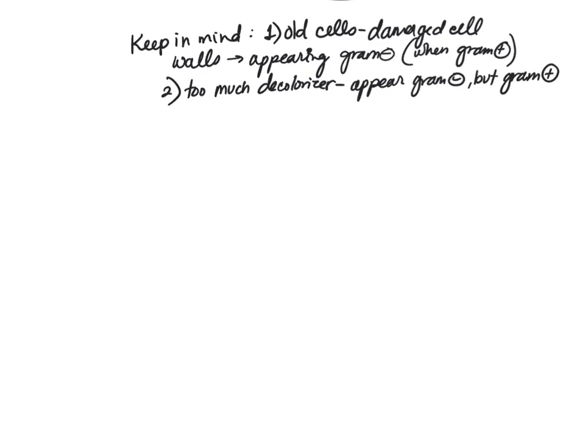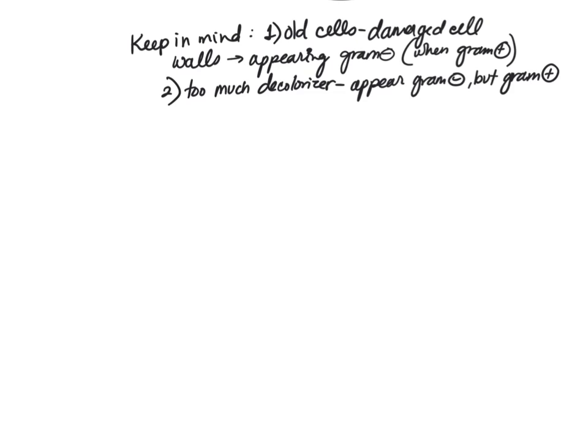If you can imagine, if you add lots and lots of decolorizer and keep washing and washing that away, even if you have that really big thick layer of peptidoglycan, you can wash so much of it away that you might start to see the pink from the safranin, and you may think that's gram negative, but in fact it's actually gram positive. So if you're identifying one single species and you see both gram positive and gram negative cells, you may have added too much decolorizer, and it may actually just be a gram positive organism.